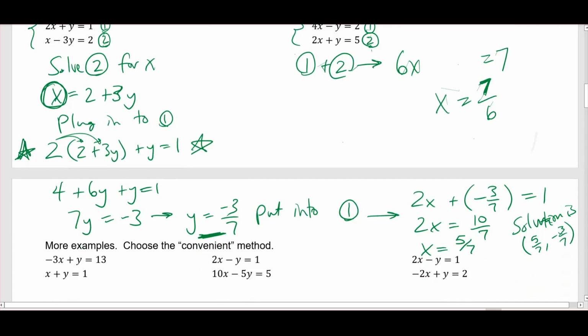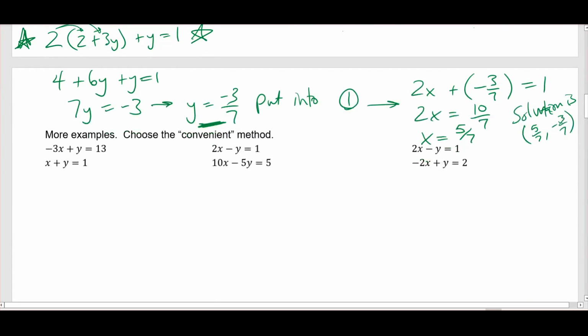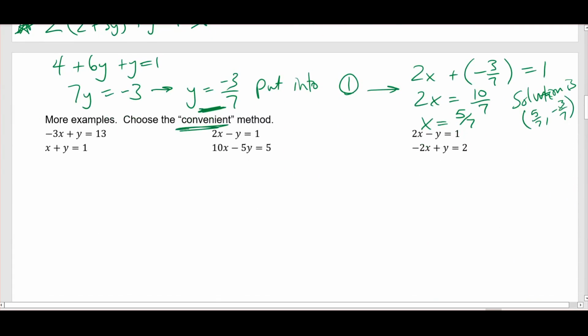So let's look at a few where we're going to use the convenient method. If we've got two equations, two variables, we want to do what's convenient here. So with this, what do we want to do? We could do substitution here. It was probably easiest to take that second equation and solve for either one of those variables. It doesn't really matter. And then we can plug that back in. But for the sake of needing to do elimination in the very near future, let's do elimination.